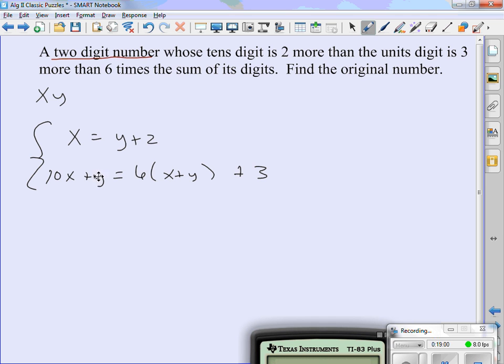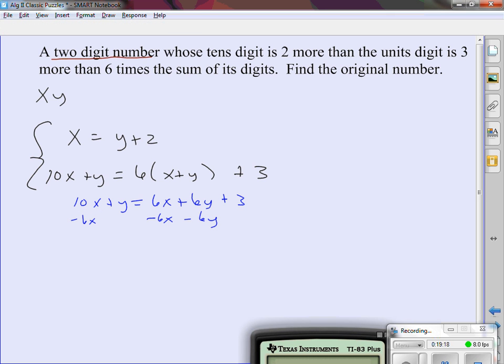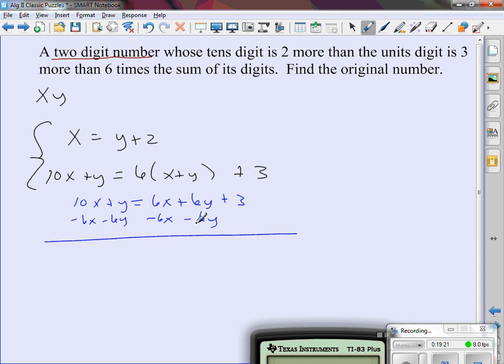All right, I'm going to rearrange this. 10x plus y is 6x plus 6y plus 3. I'm going to move these 2 over. 10x minus 6x, 4x. y and negative 6y, negative 5y equals 3. I still have this right here. The elimination method would be faster.